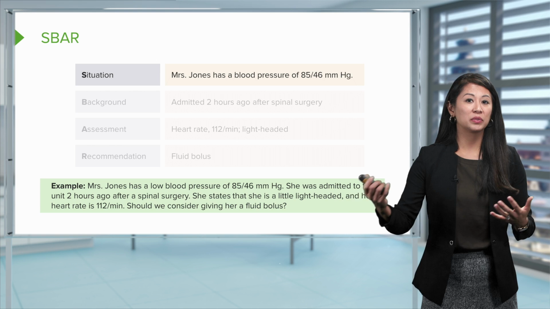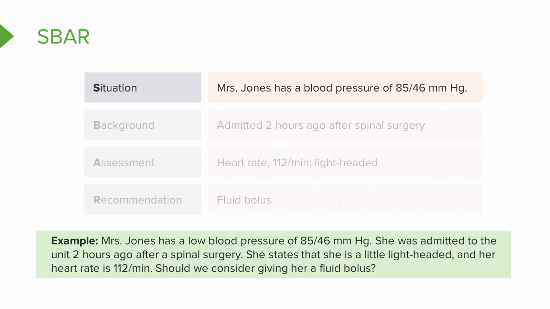Hey, Dr. Brown, Miss Jones has a low blood pressure of 85/46. She was admitted to the unit about 2 hours ago after spinal surgery. She says she's a little bit lightheaded. Her heart rate's high at 112 beats per minute. Do you think we should consider a fluid bolus? Having communication this way in the SBAR format gives you clear information, it's concise, and it communicates details that the healthcare provider would need to know.